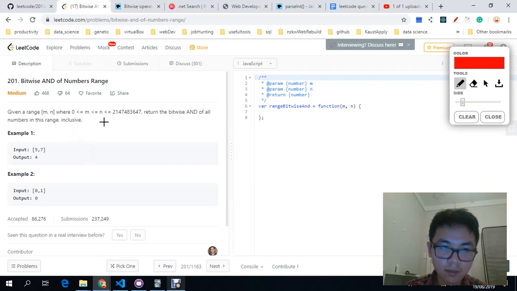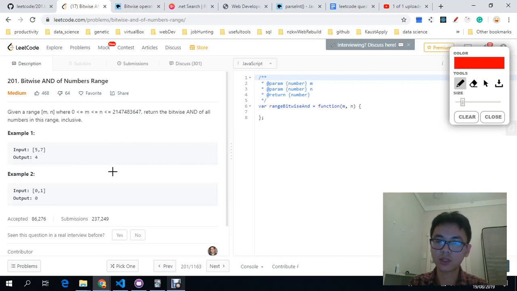So the pattern is that there is a position in the bit form, and to the left of that position every bit will be the same, and to the right of that position the bits will be different. But after we do a bitwise AND on all those numbers, the right part will only be zero. So the key point of our solution is to find that position.